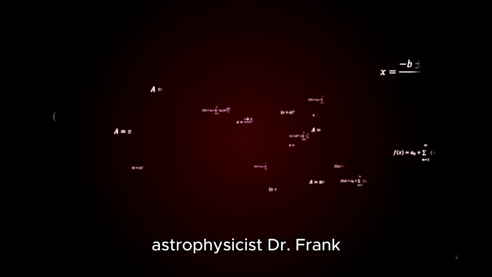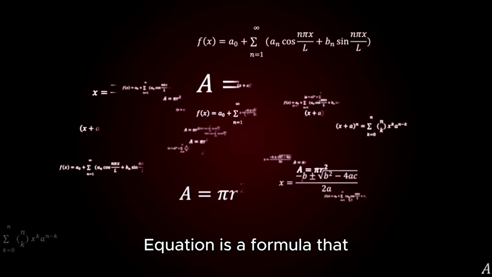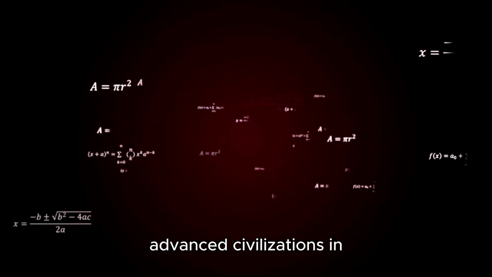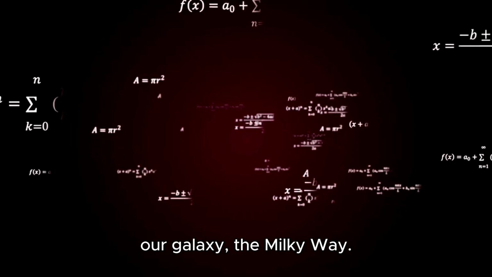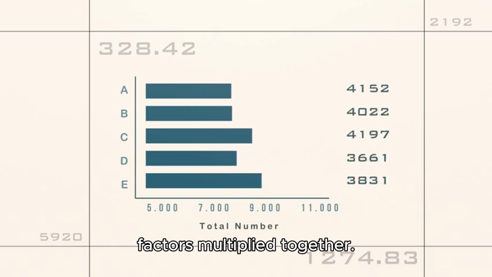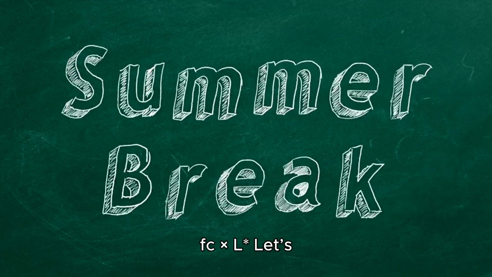Developed by American astrophysicist Dr. Frank Drake in 1961, the Drake equation is a formula that attempts to estimate the number of technologically advanced civilizations in our galaxy, the Milky Way. But it's not just a single number, it's a series of factors multiplied together. N equals R asterisk times fp times ne times fl times fi times fc times L.